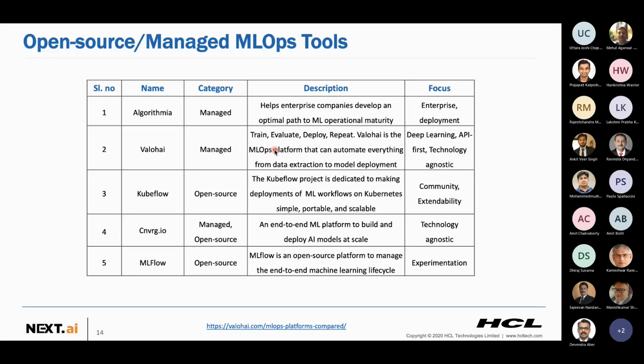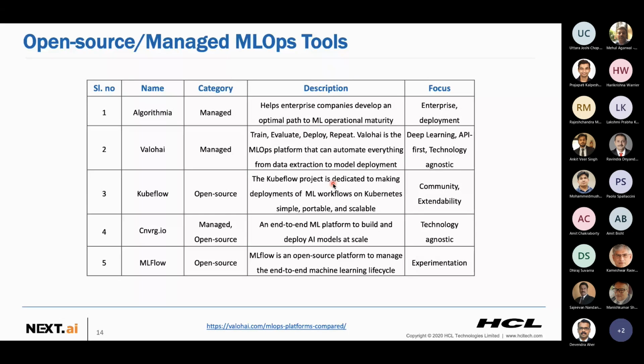Coming to Valohai, the features that it provides are version control, experiment comparison, and tracking. And also it provides model traceability, where we can know what kind of data and code went into a particular model. And we can also reproduce a particular model experiment.